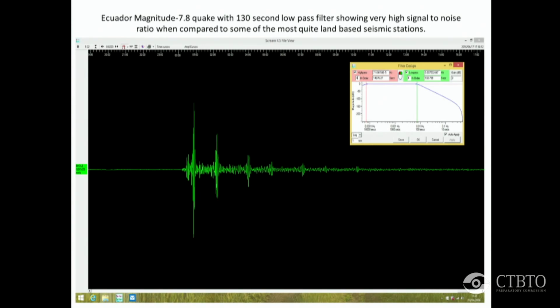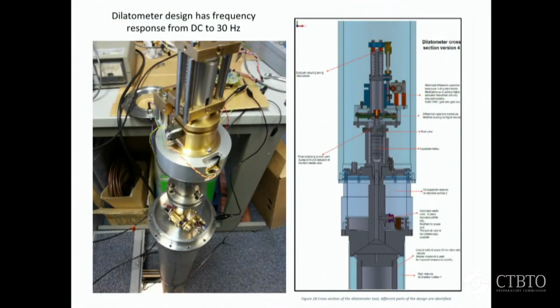So a borehole, 150 meters deep, with a very broadband sensor, installed in the most seismically active region, one can get a station as good as the Columbia University land-based setup, which is very, very quiet. Now, having said that, I mentioned the dilatometer in order to compare the two together.